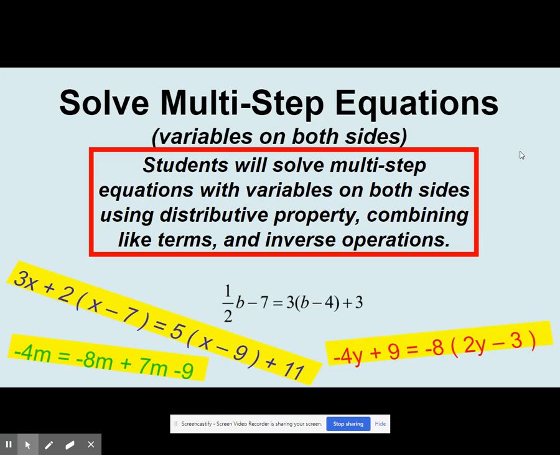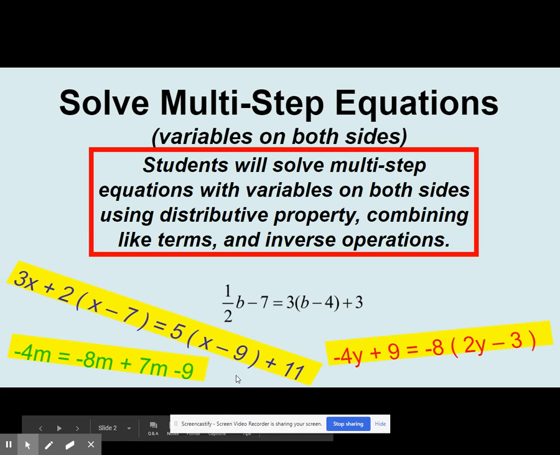Monday, today, the only assignment you should be doing is your quiz over one and two step equations, combining like terms, distributive property. So now we're going to take that up to the next level. And like it says, we're going to solve multi-step equations with variables on both sides. Students will solve multi-step equations with variables on both sides using distributive property, which we already talked about being able to do, combining like terms, and inverse operations, which just means that you're going to do the opposite to solve those equations. So right now, some of these might look like pretty complicated equations to solve, but by the time we're done, you'll be able to do those no problem.